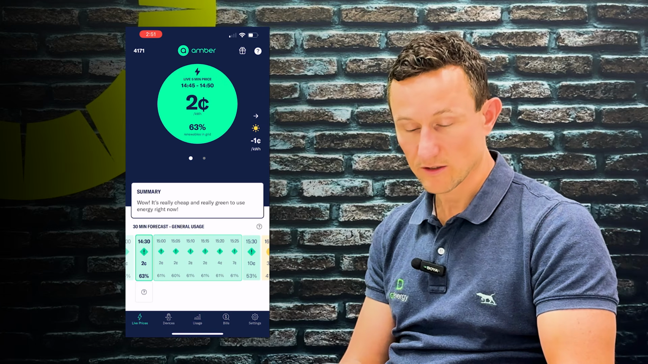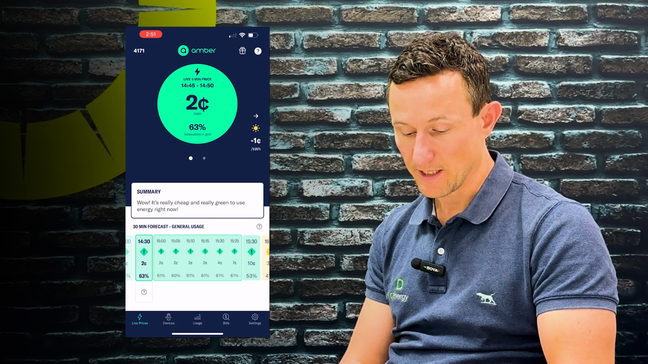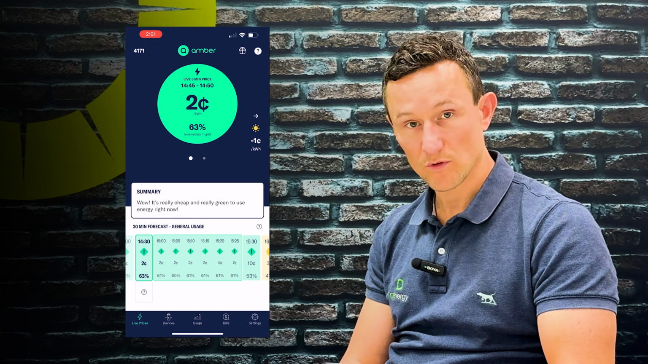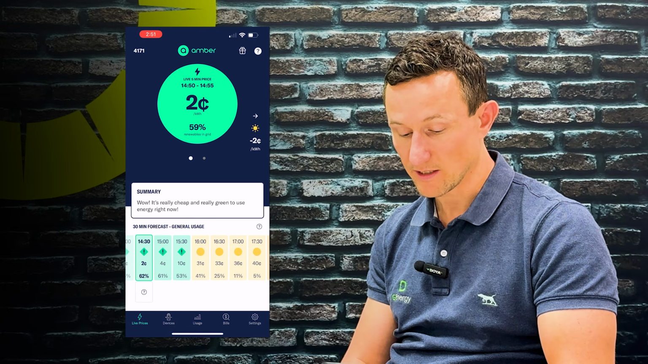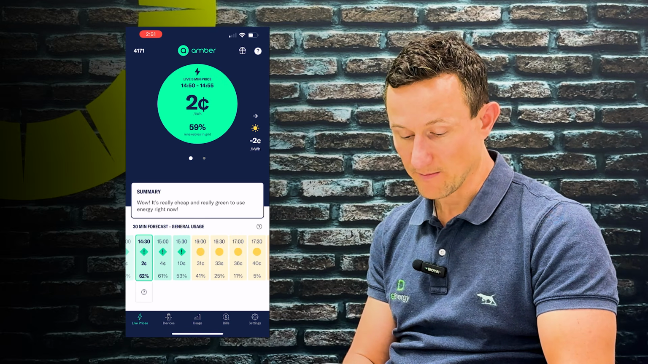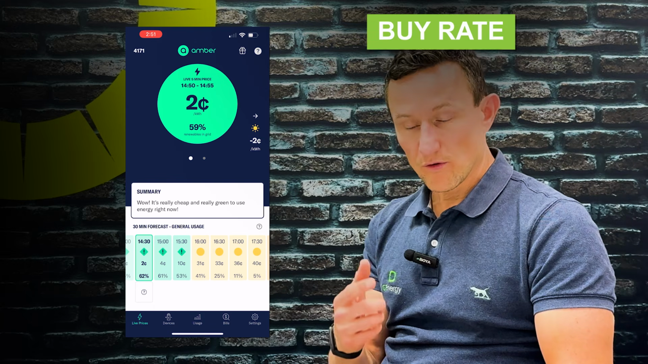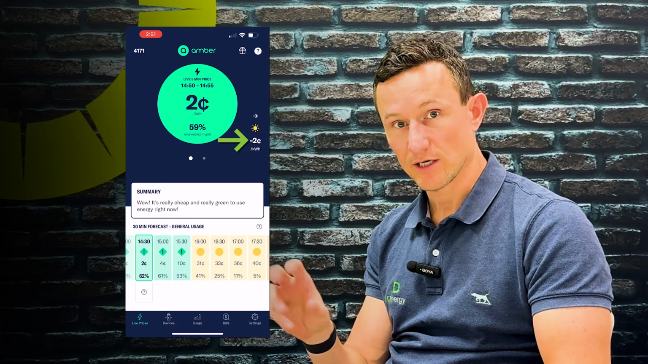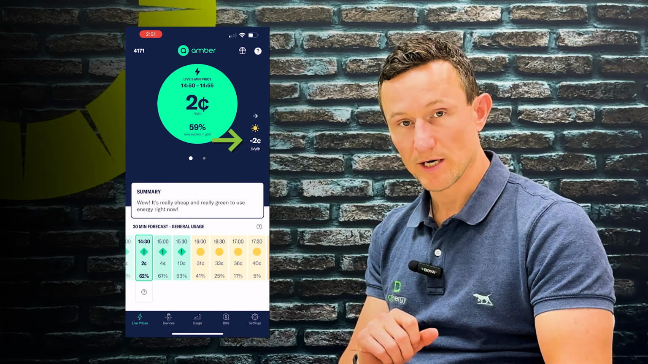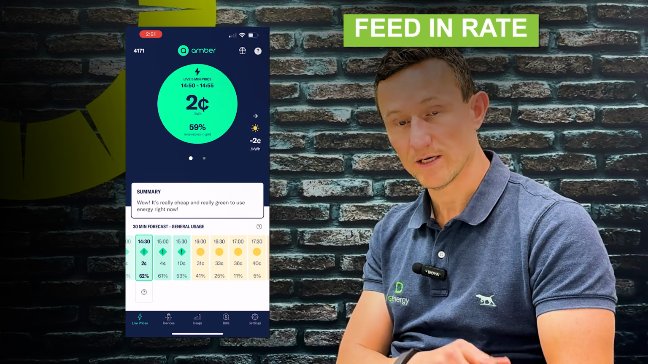So at 3 o'clock, it's 2 cents, and then by 3:20, 4 cents, and then by 3:25, 7 cents, and then by 3:30, obviously it's gone up again, all the way to 10 cents. That's your buy rate. So if you look at the top near the green circle again, you'll see a little sun icon in the bottom right hand side, just outside of that circle. That shows -2. That's basically visual showing you what your feed-in rate would be.